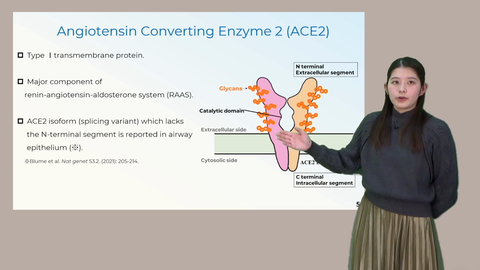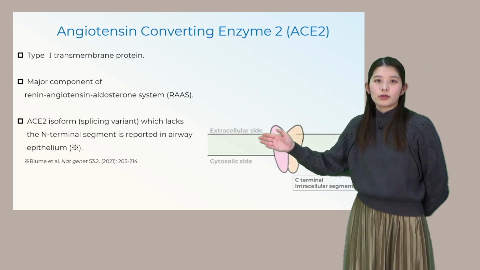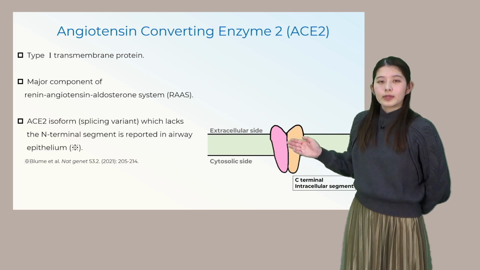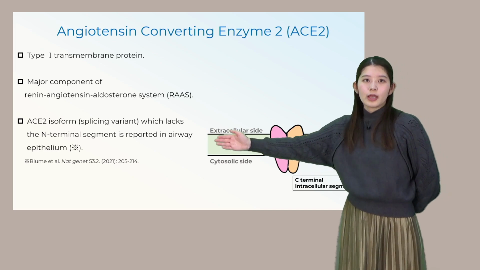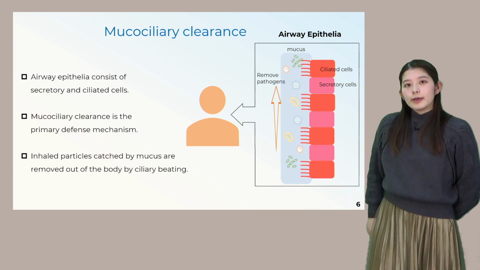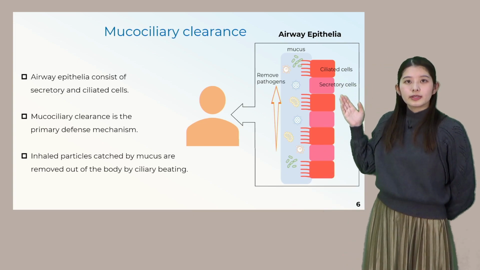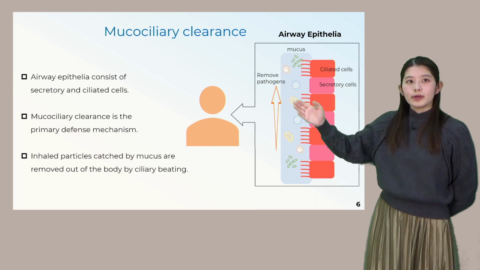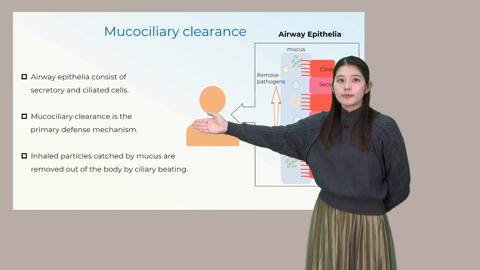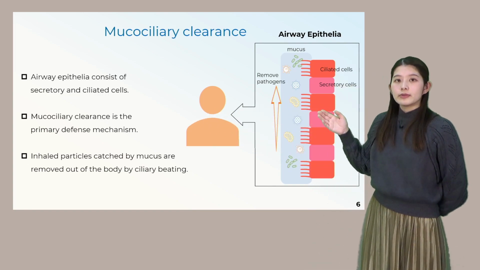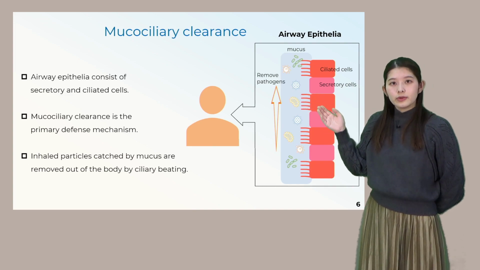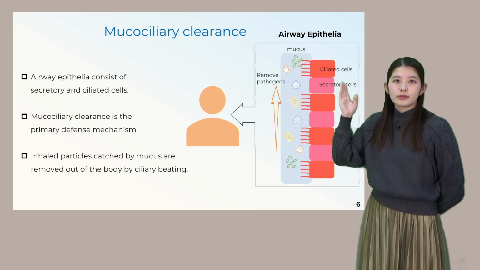These days, an ACE2 isoform, a splicing variant which lacks the N-terminus, this is the image, is reported in airway epithelium. So next, I would like to talk about airway epithelium. Airway epithelia consist of ciliated cells and secretory cells. Cilia are hair-like organelles which are responsible for mucociliary clearance, and it is the primary defense mechanism in the airway. Airway epithelium is covered with a thin layer of mucus that traps and removes pathogens, including SARS-CoV-2, or particles from inhaled air by ciliary movement.